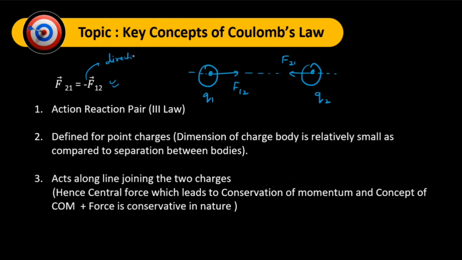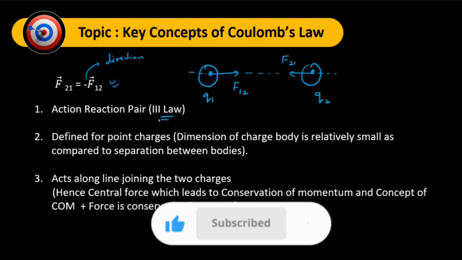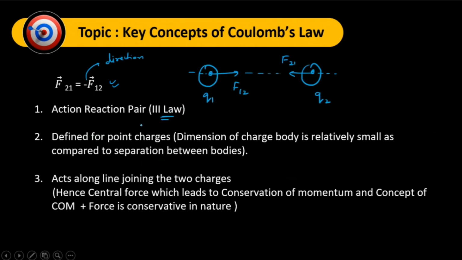Through this, we can also say that this is an action-reaction pair from Newton's third law. Newton's third law says if there is an action, there will be an opposite reaction, and this opposite reaction is represented by the relation F21 is equal to negative of F12. Again, this law is defined for point charges. If the body has certain dimensions, size, or shape, then we cannot apply this relation directly. You need to remember that; it can be asked in some conceptual question.